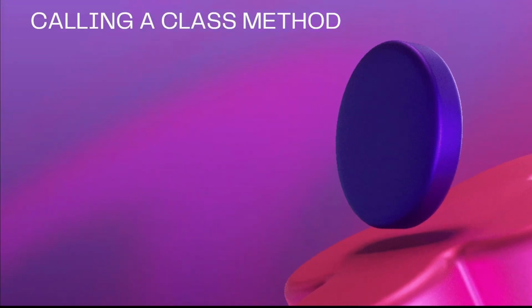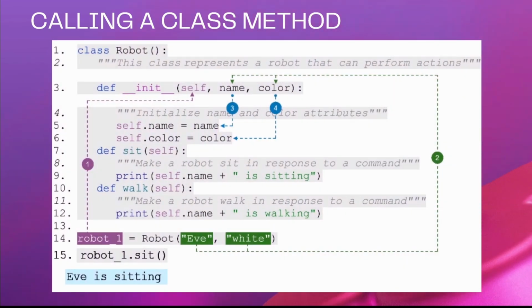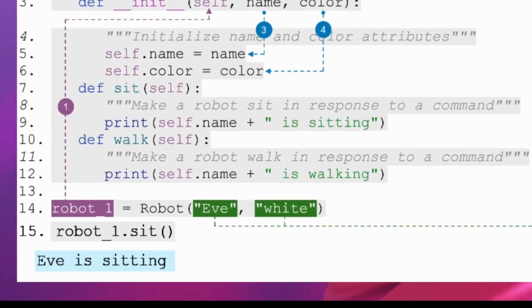Calling a class method. We can call any method defined inside a class on any object created from that class. Once our object is created and stored in robot_1, we can call the sit method defined inside the class on this object. This is done simply by typing the variable name in which the object is stored, followed by the name of the method we want to call, in our case, sit.